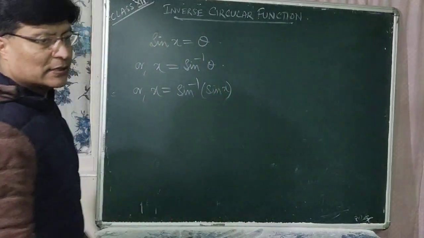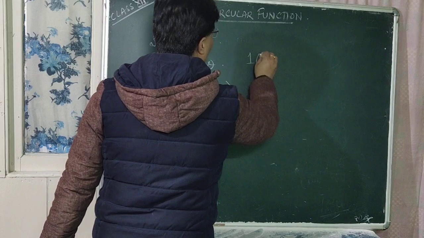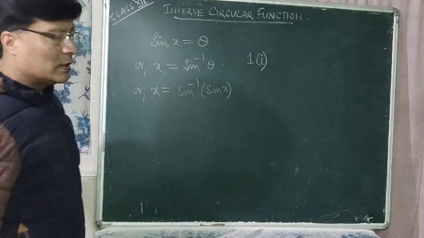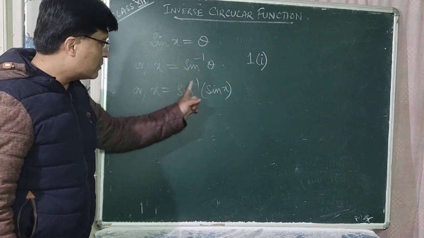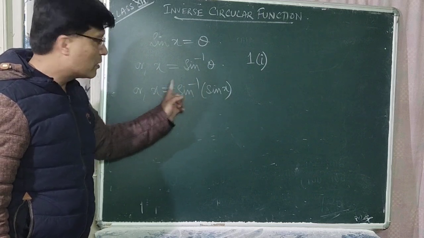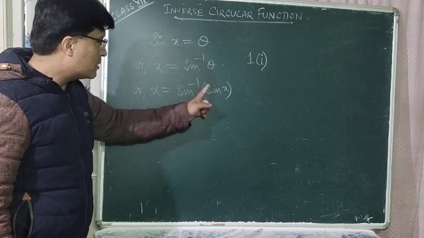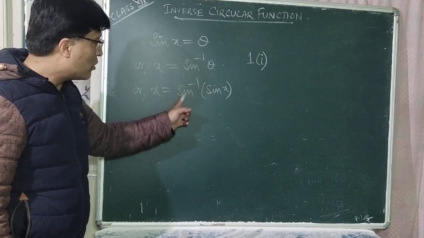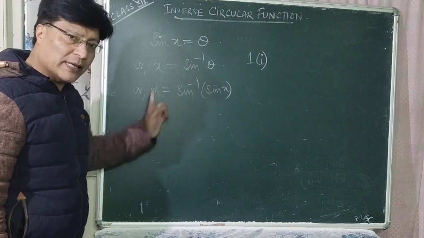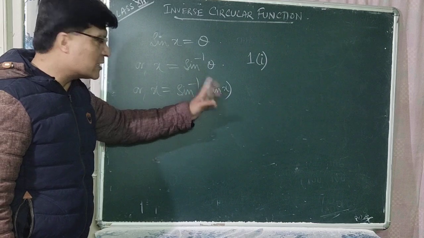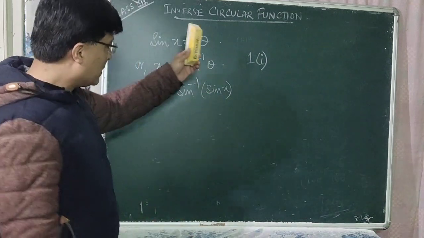So you should write this formula as formula number 1. There are 6 types of formulas like this. Sin inverse sin x is equal to x, cos inverse cos x is also x, right, tan inverse tan x is also x, cot inverse cot x is also x, sec inverse sec x is also x, cosec inverse cosec x is also x. Let us write down this one.